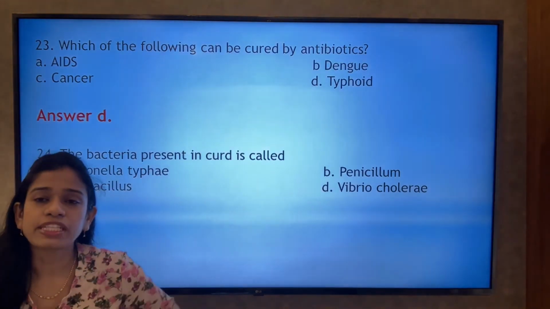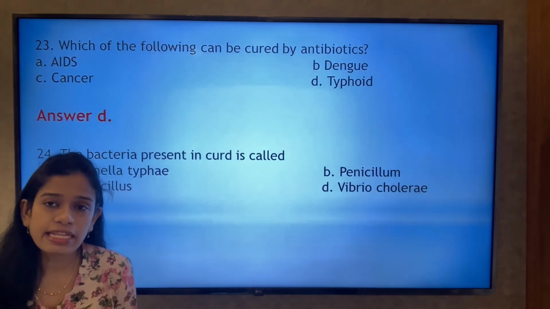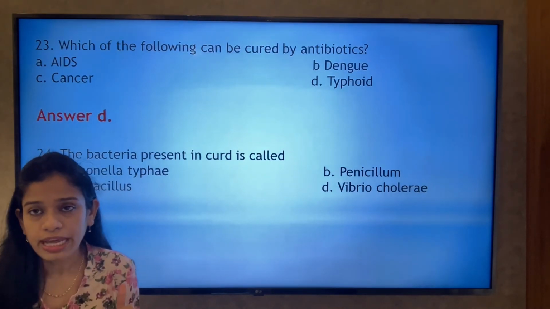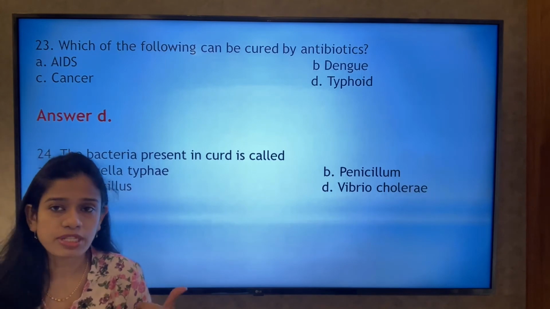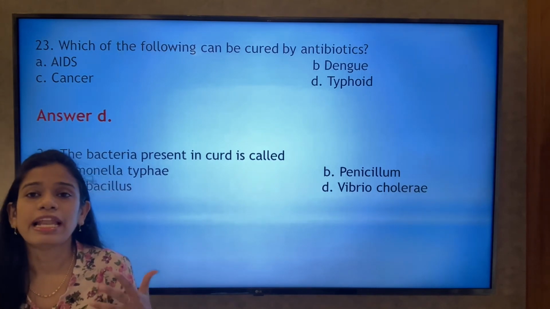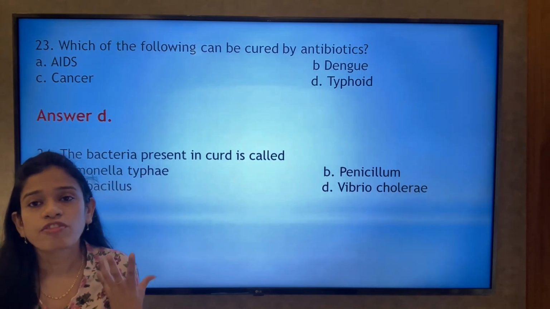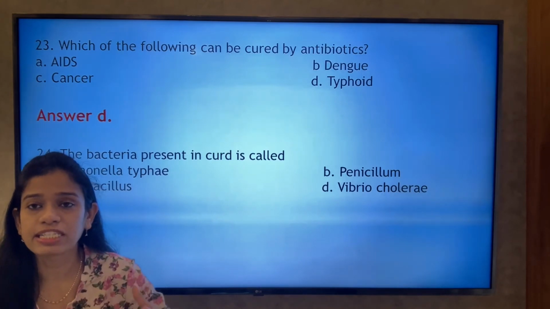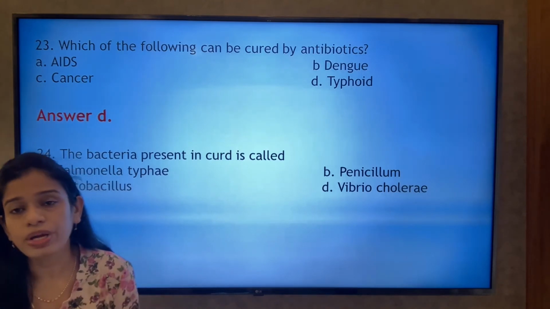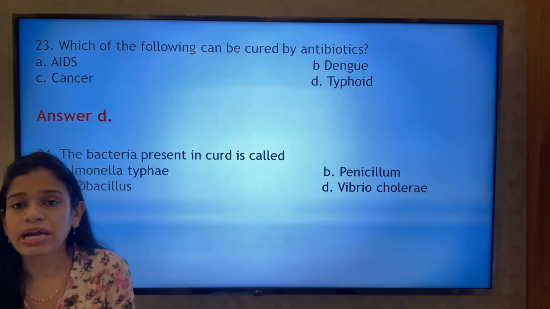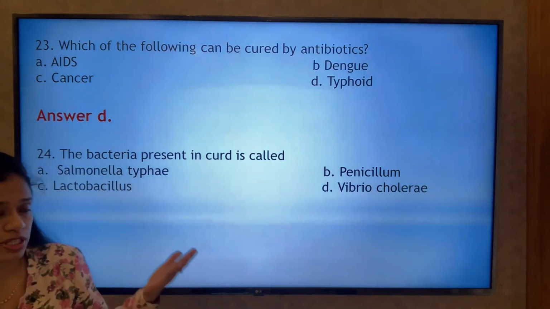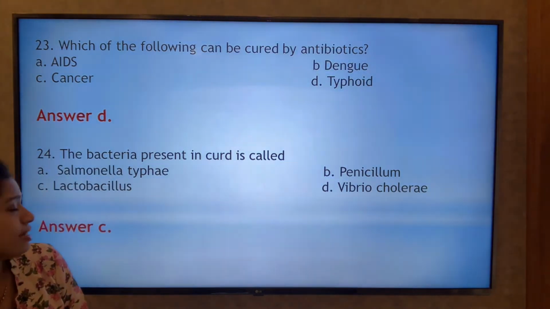We should remember that whenever there is anything related to any milk product, the word lacto comes into being, because lacto is derived from the word lactogen, that is present in milk. So it is the bacillus or the bacteria Lactobacillus which helps in the curd formation. That is answer C.